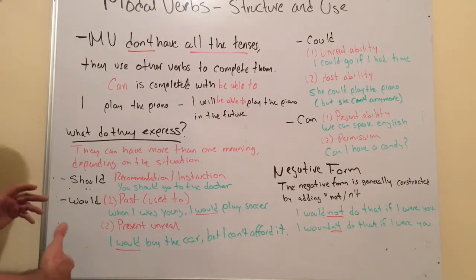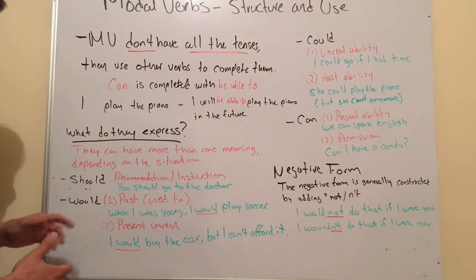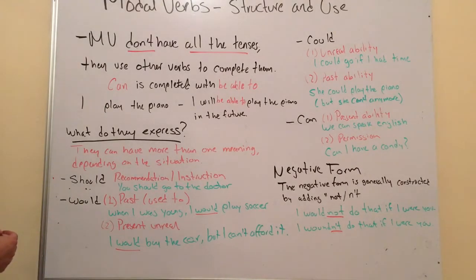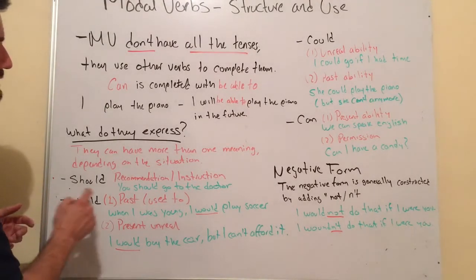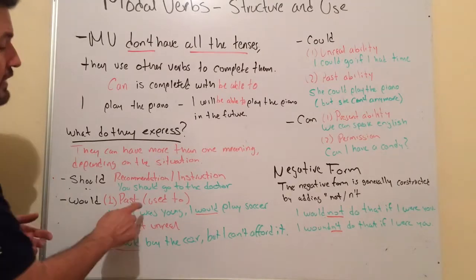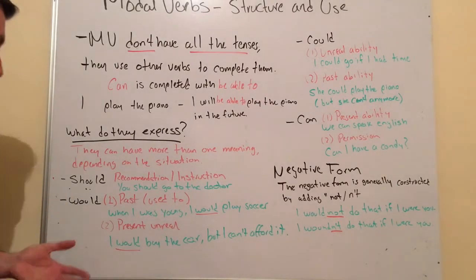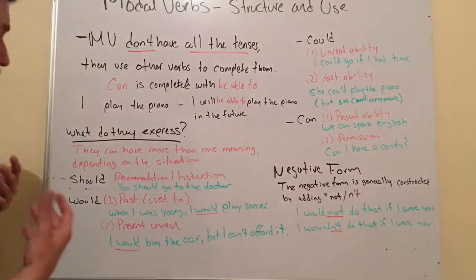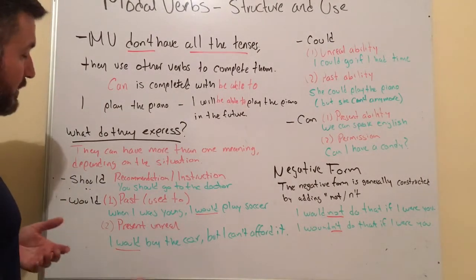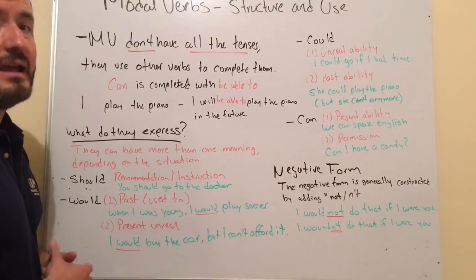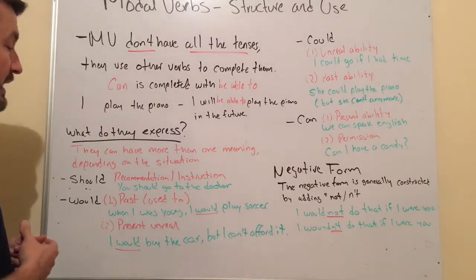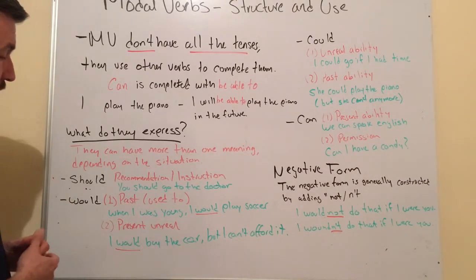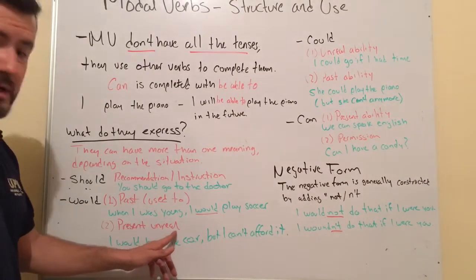Now, with the modal verb would, we have two meanings or two uses. First, we use it to refer to the past, as in used to. We have an example here. When I was young, I would play soccer. I don't play soccer anymore, but when I was young, I would play it. And we can also use would for present unreal.